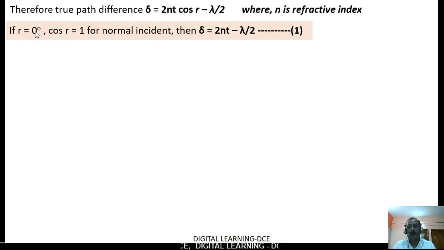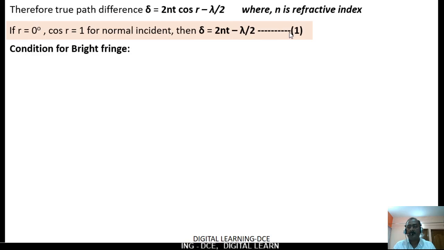If r equals 0, then cos r equals 1. When we substitute 0 degree for r, then cos 0 degree equals 1 for normal incidence. Then the path difference should be 2nt minus lambda by 2. Let it be equation 1.